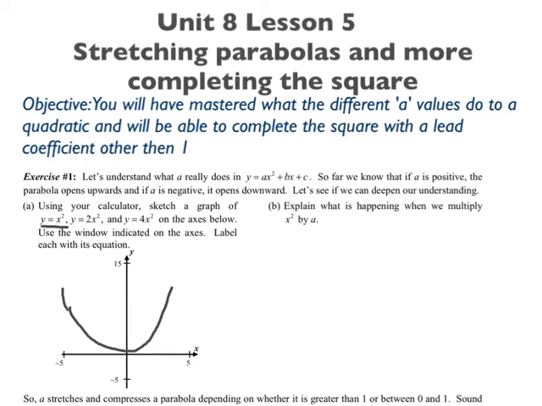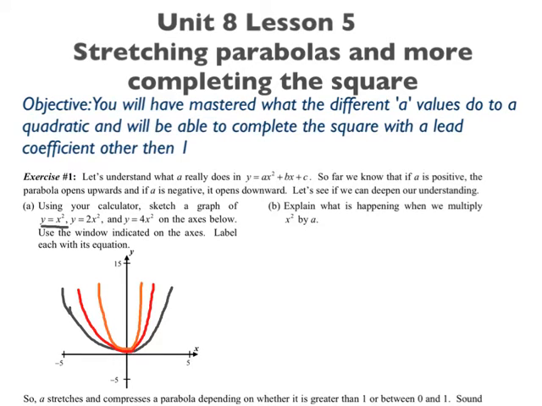Each one of these should go through the axes. The second one, 2x squared, is going to get a little thinner or a little steeper. And then 4x squared in orange is going to be the one that is the steepest out of all of them, or the most narrow.